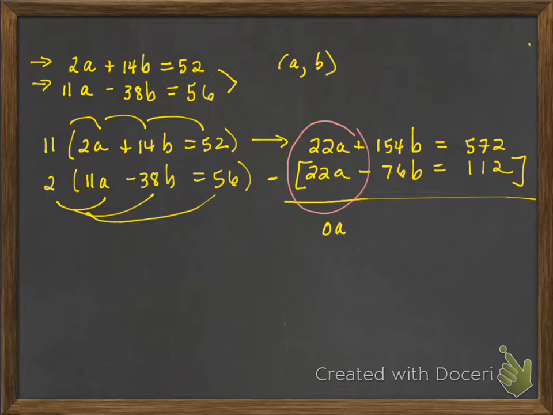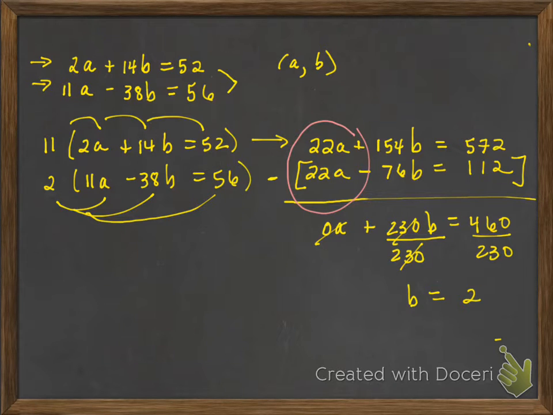So what is that? Plus, let's do it, 230b. Okay, equals, and remember you're subtracting, so 572 minus 112 is 460. We don't really write the 0b, the 0a, so now you have 230b equals 460. You want to solve for b, so you're going to divide both sides by 230. These numbers work out nice and clean, so b is equal to 2.